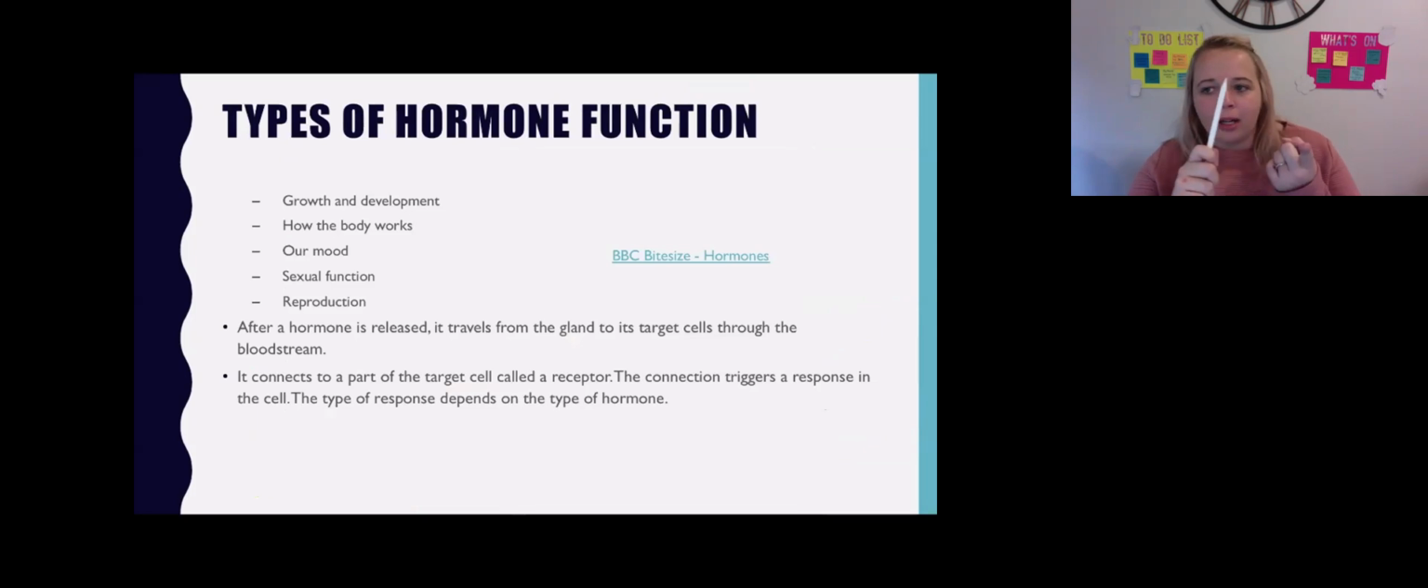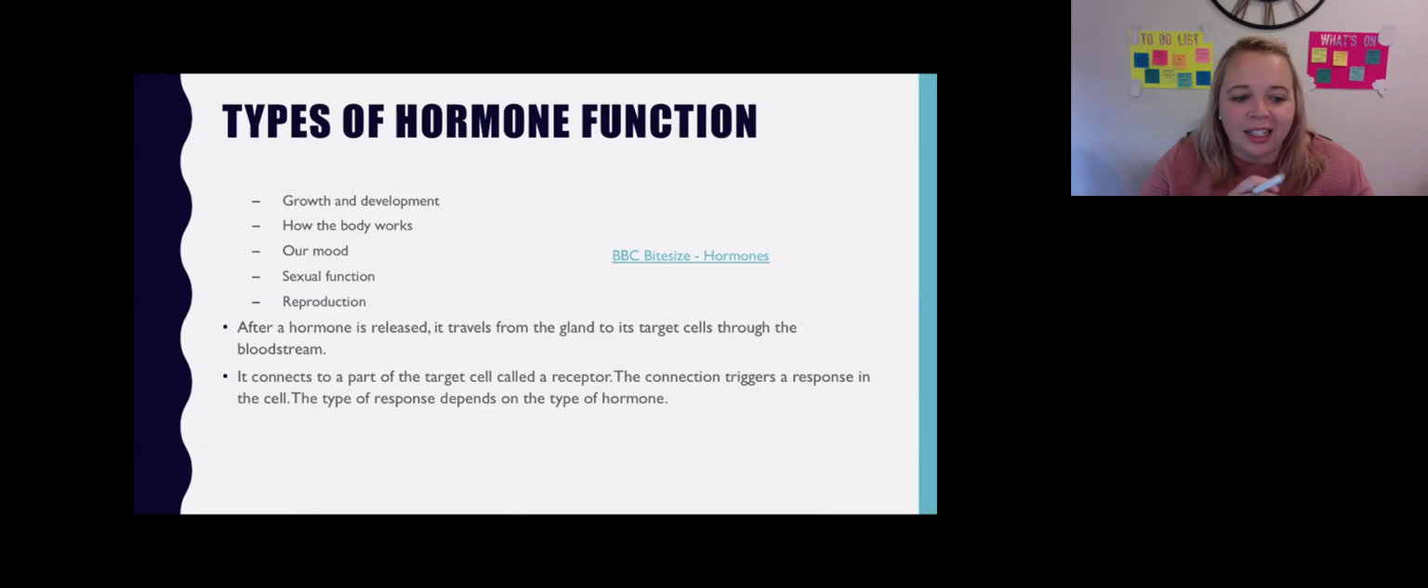So hormones in our body help us grow, they help us develop, they help the body function properly. So whether or not we take in sugar or glucose into our cells, whether or not we release glucose from our cells, they control our mood. I'm sure you've heard about the hormone monsters and how much they control you when you are a teenager. They control sexual function, reproduction. All of these things are controlled by these chemical messengers called hormones. So after it's released, it travels from the gland to its target cells via the bloodstream. So that's pretty much a summary of what hormones do.